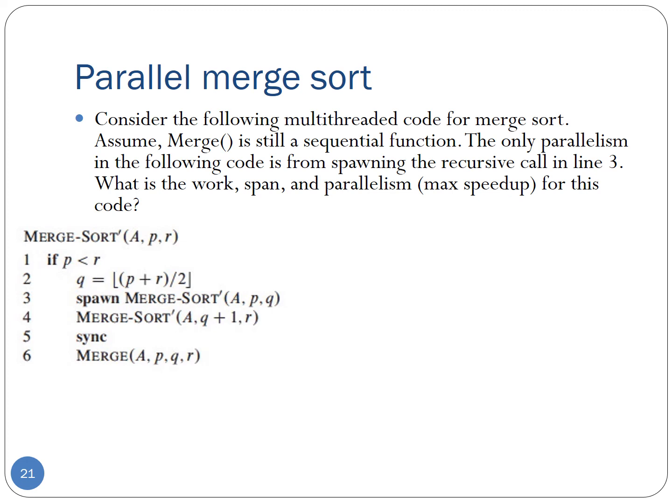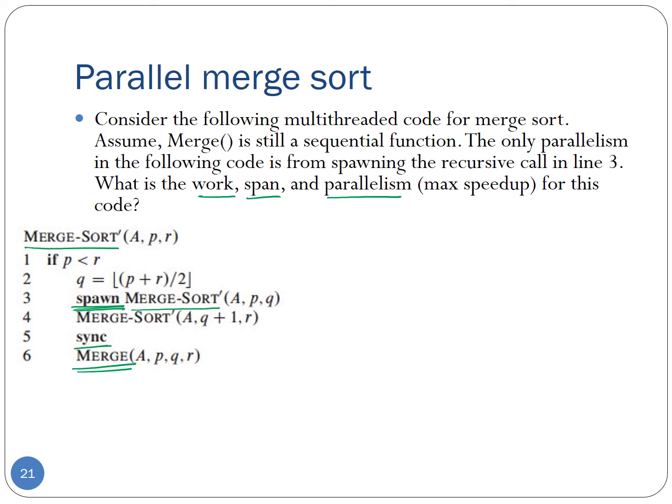So here is the next problem about parallel algorithms. We are basically given a parallel algorithm for merge sort. The only parallelism in this code is coming from the spawn keyword in front of the recursive call to merge sort on the left half of the input array. The merge function is still sequential; there's nothing different about this code. The only parallelism is from the spawn keyword and the sync keyword. So this question is asking us to compute the work, span, and the parallelism for this code.